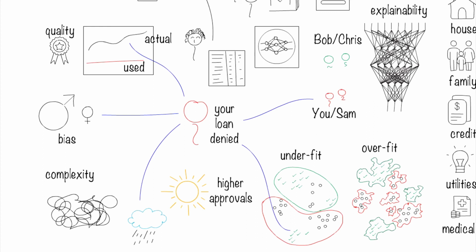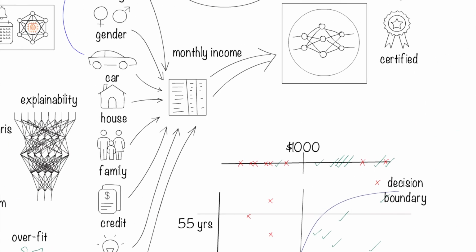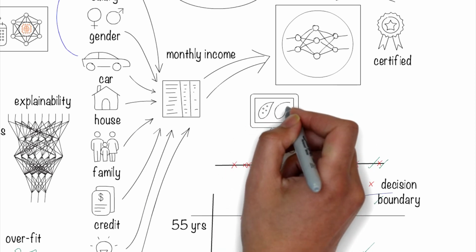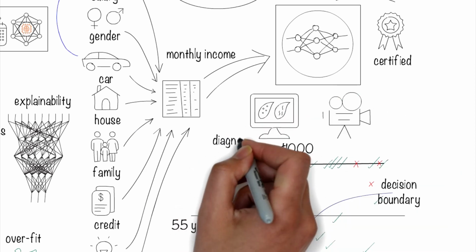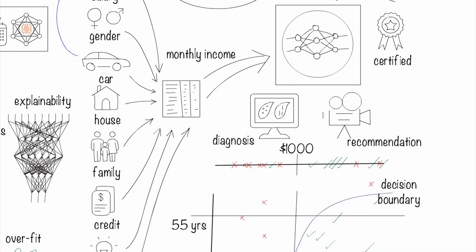I just touched upon a few factors to consider when building trustworthy AI or ML systems. Sometimes trustworthy systems are important, and sometimes not so much. If the AI system is used to make medical diagnosis, then trust is extremely important. If it's used to make movie recommendations, then not so much.